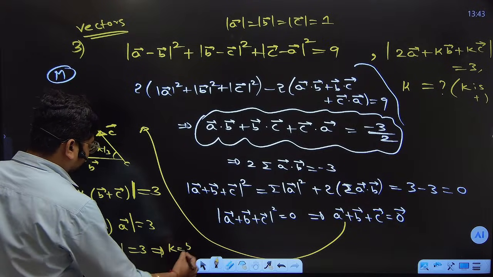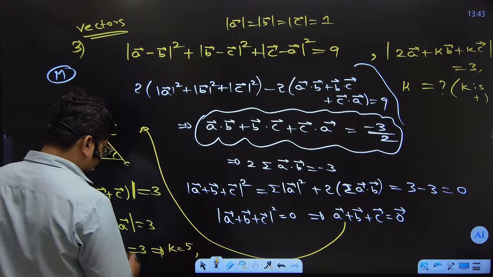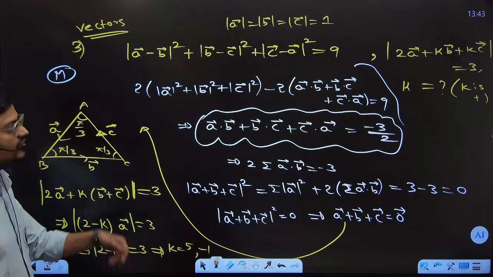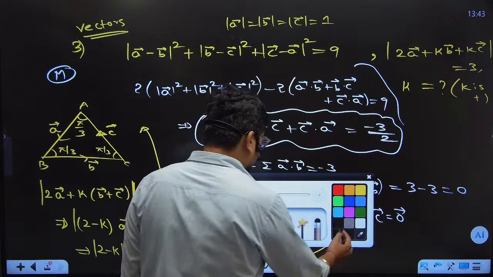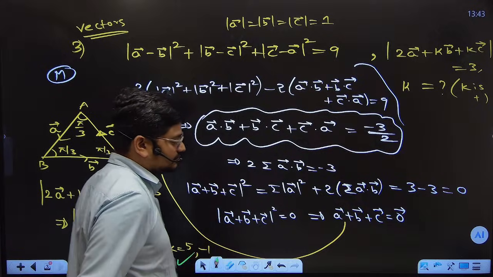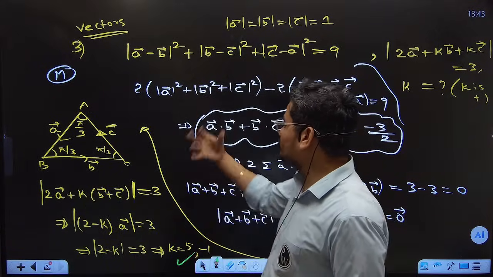So K is 5. Or if you take it as minus 3, then minus 3 plus 2, you're going to get minus 1. So the two values of K are 5 and minus 1. The answer they are trying to take is what? They have asked you to pick the positive value. So this is the answer. Right, so this is again a PYQ based question.